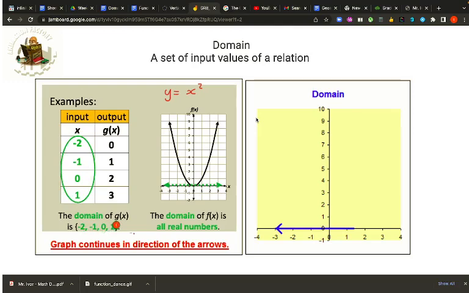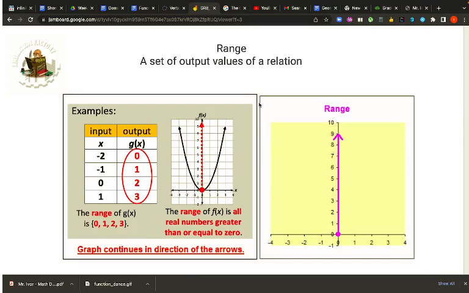So the domain, in simple terms, is just the x values. You can see here in the table, it's -2, -1, 0, and 1. Those are my domain values. Now let's look at the range. The range is just the output values, as you can see here in the table. So we have 0, 1, 2, and 3, and those are my range values.